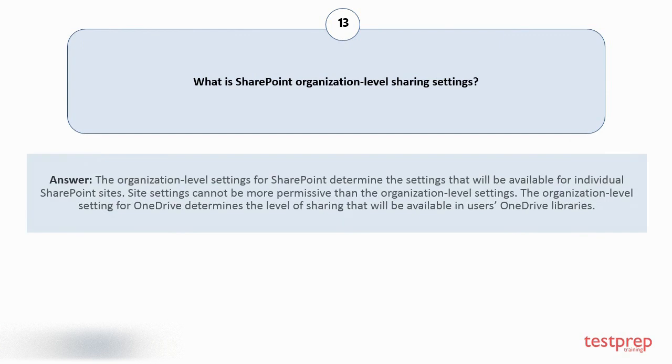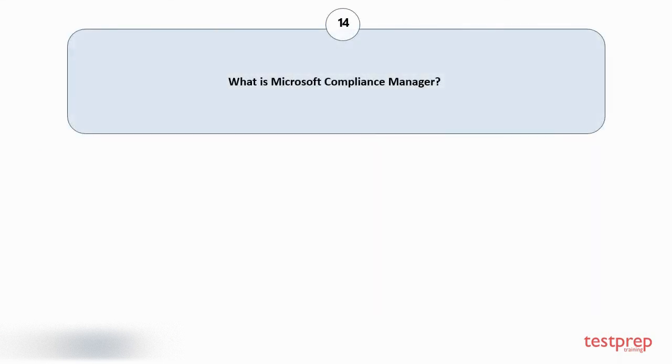Your answer is: the organization level settings for SharePoint determine the settings that will be available for individual SharePoint sites. Site settings cannot be more permissive than the organization level settings. The organization level setting for OneDrive determines the level of sharing that will be available in users' OneDrive libraries. Question number 14, what is Microsoft Compliance Manager?